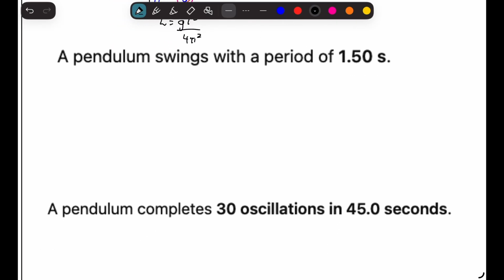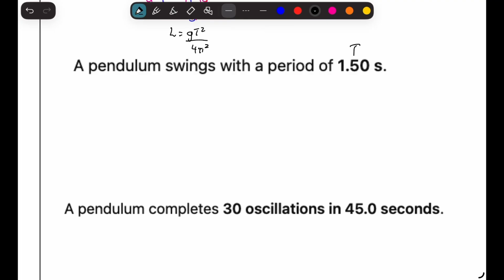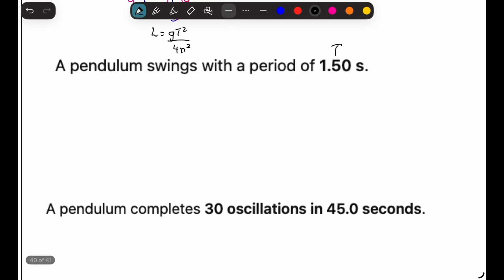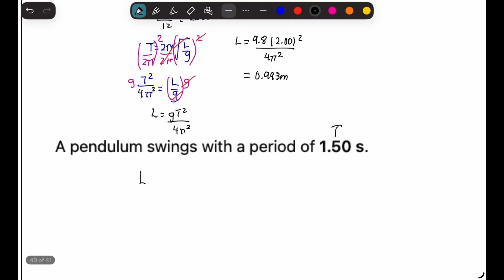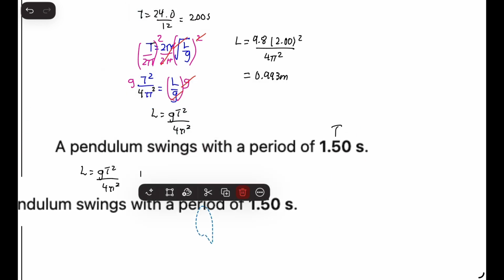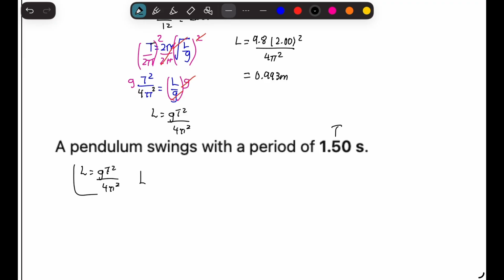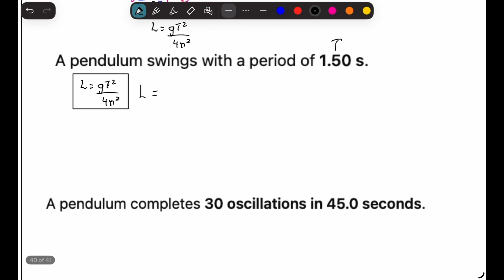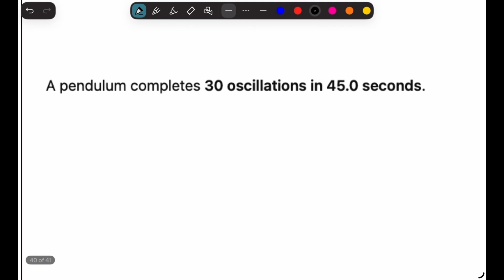A pendulum swings with a period of 1.5 seconds. Find the period. It's already given. And also find the length of the pendulum. So for length, again, we're just going to use that formula that we had here. L is equal to GT squared divided by 4 pi squared. So that's going to be 9.8 times 1.50 squared divided by 4 pi squared, and then that's going to equal 0.559 meters.